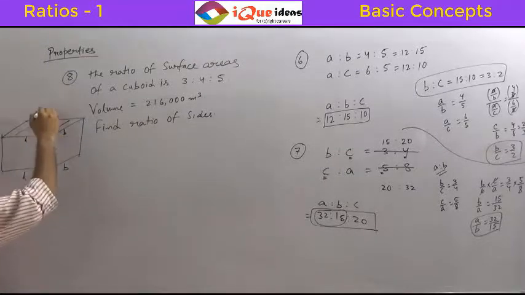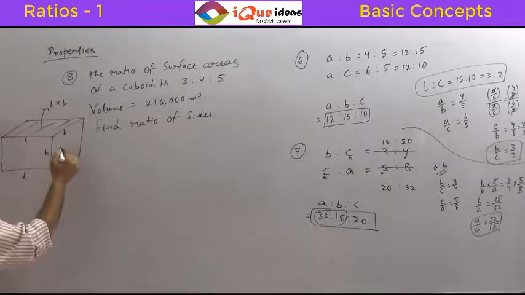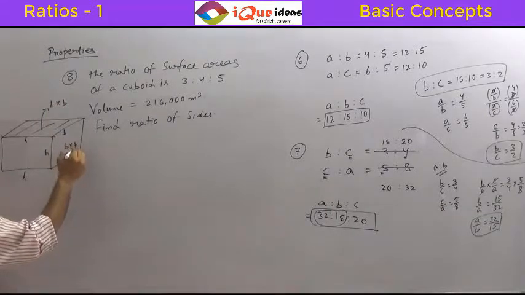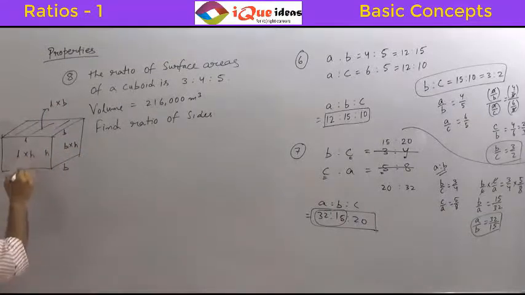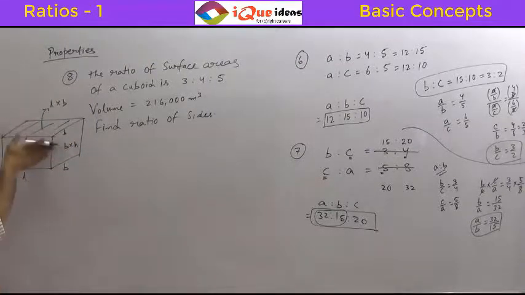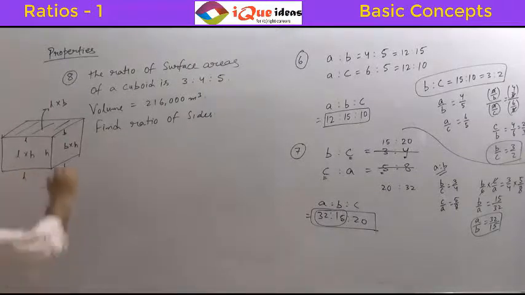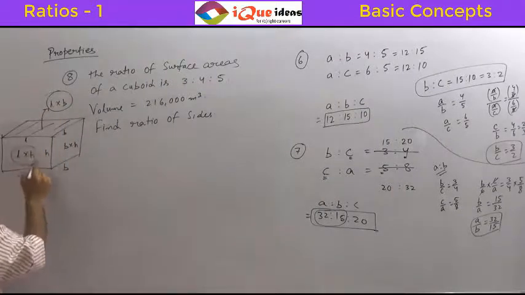So the top area will be L into B. This side area will be B into H. And this front area will be L into H. Now the bottom area will also be L into B. The back area, which we can't see, is also L into H. And a surface parallel to this surface on the back of this will also be B into H. So there will be 6 surfaces, but the value of surface areas will be only 3. And the values are L into B, L into H and B into H.